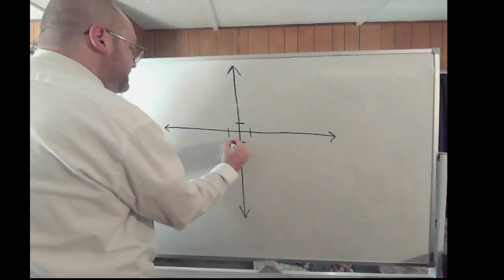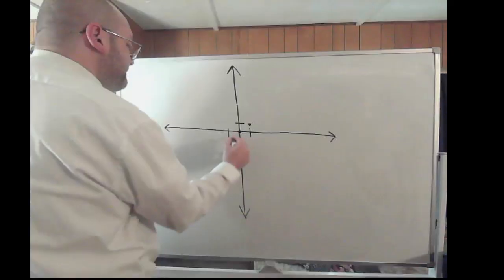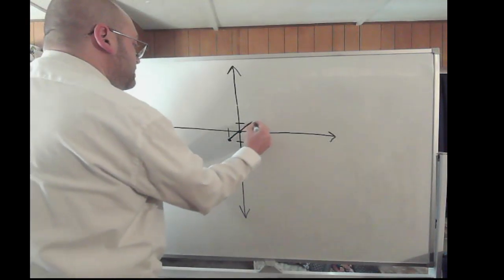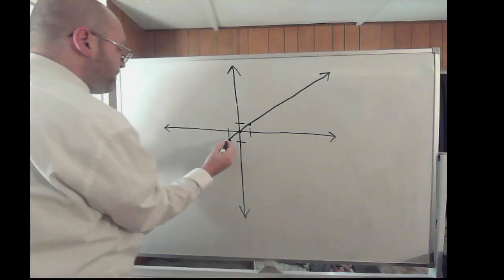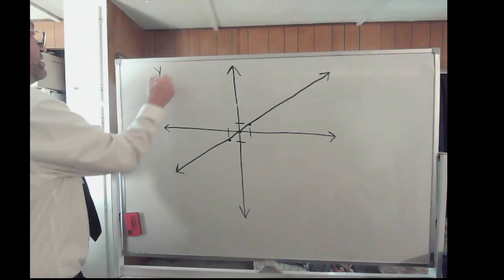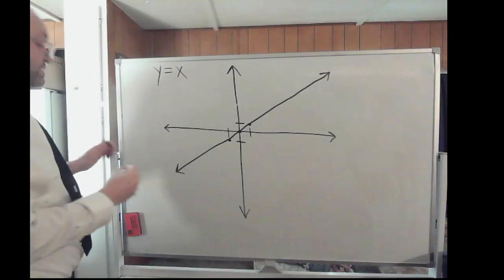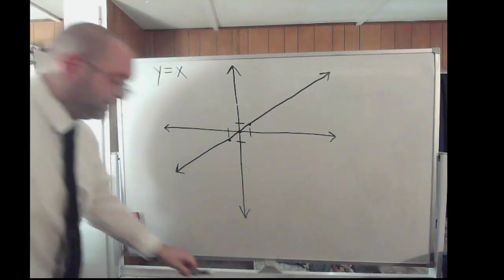Alright, let's see. -1, -1, 0, 0, 1, 1. So I'm going to draw me a nice function here, which is the classic one of y equals x. This is the classic one here of y equals x.